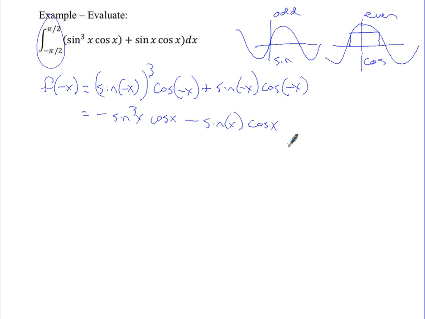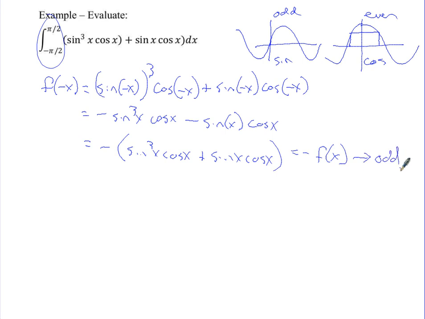What I have here is a negative negative. If I factor out the negative, I wind up with exactly what I started with, with a negative sign out front. Therefore, f of negative x equals negative f of x, which is odd. So that means that the integral of negative pi over 2 to pi over 2 of my function that I've now defined as f of x is 0.